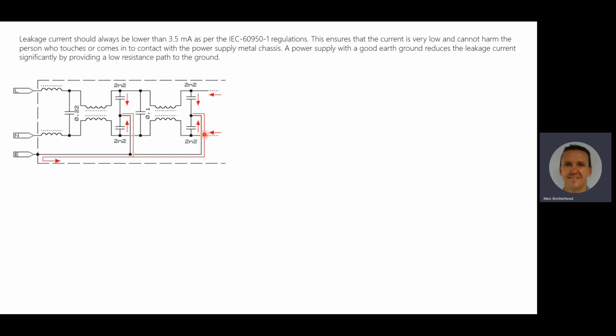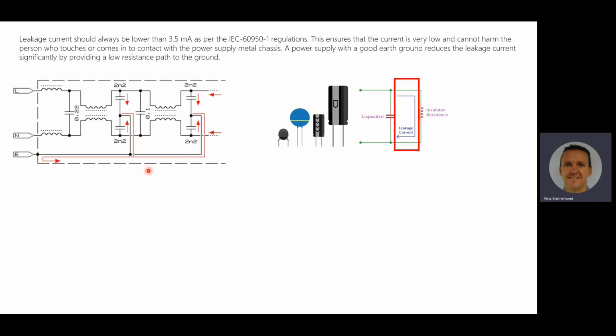Ideally, they shouldn't exist, but because of imperfections, they're going to circulate. So ideally, you need to trap these leakage currents and give them a much lower path through the earth to dissipate into the earth wire.